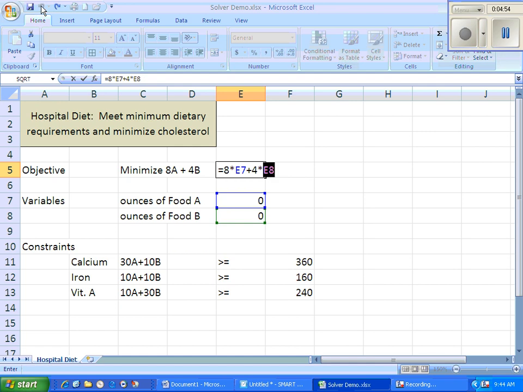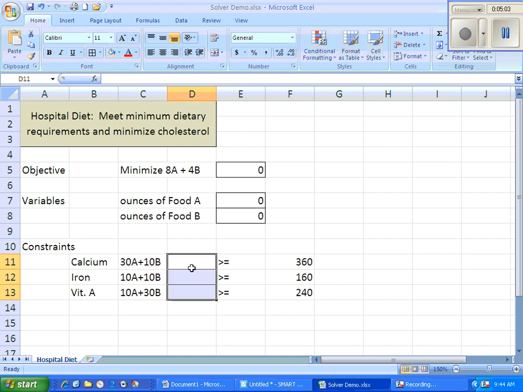Now I'll translate my inequalities down here also, and whoops, let me undo that. I do that a lot. Need to remember to hit enter and finish my formula before I start a new formula in another cell. Okay, let's put that in boxes here.